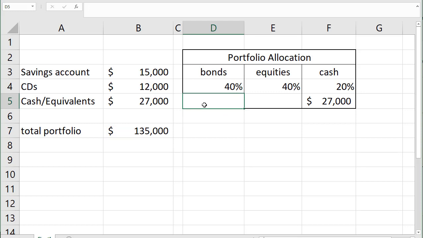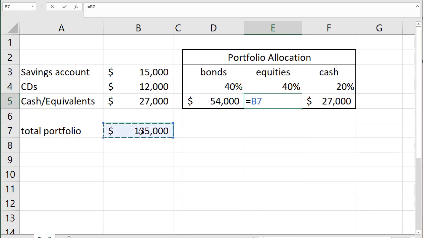All I do is say, well, bonds are 40% of the total, and the total is 135,000. I'm going to multiply that by the 40%. Same thing for equities here. Equities are also 40%, so that's going to be 135,000 multiplied by 40%. And in this example, bonds and equities make up the same percentages, so they would both be worth $54,000 toward that $135,000 total.